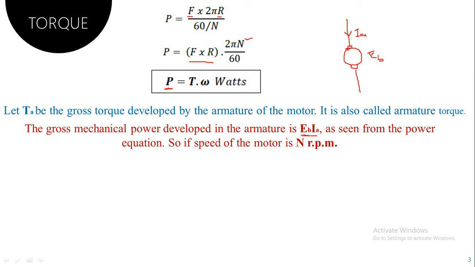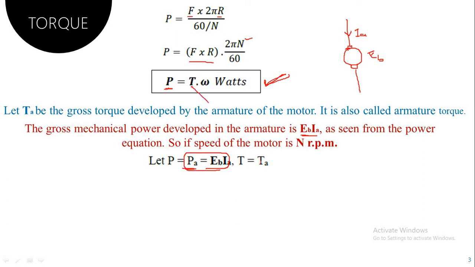So if the speed of the motor is N rpm, now I'm going to derive some alternatives for this expression of power. P is given by T into omega. Instead of P, I'll write PA, nothing but armature power, the power developed in the armature, which is given by EB into IA. So PA is nothing but EB into IA.